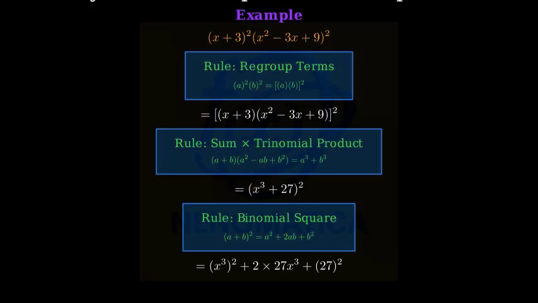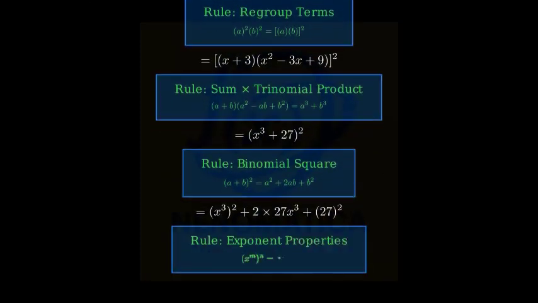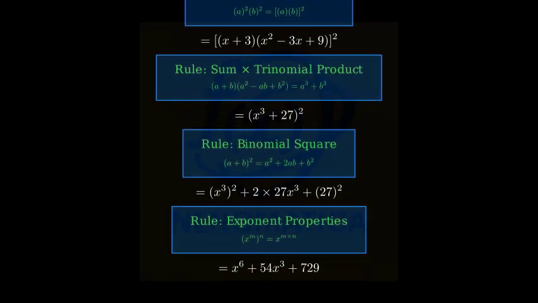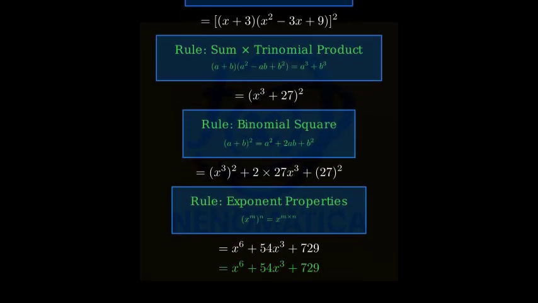Let's simplify this expression. x cubed squared equals x to the 6th power. 2 times 27 equals 54. So 2 times 27 times x cubed is 54x cubed. And 27 squared equals 729. So our final answer is x to the 6th power plus 54x cubed plus 729.